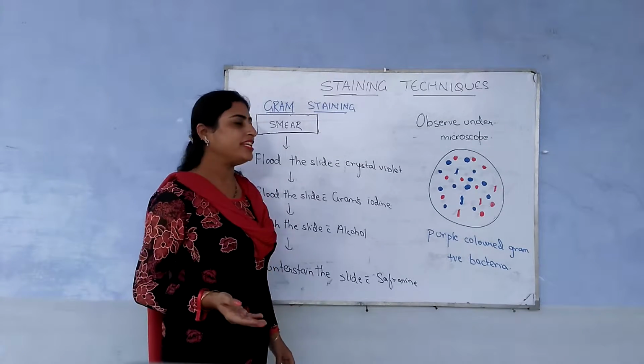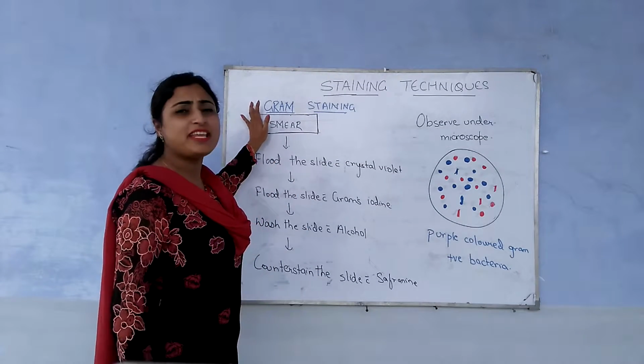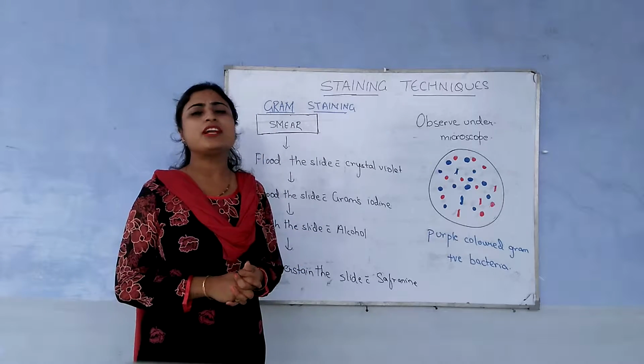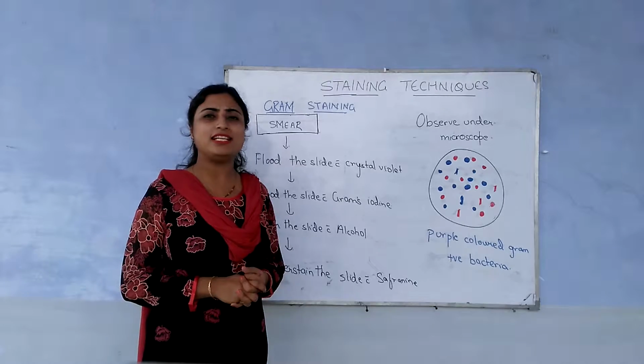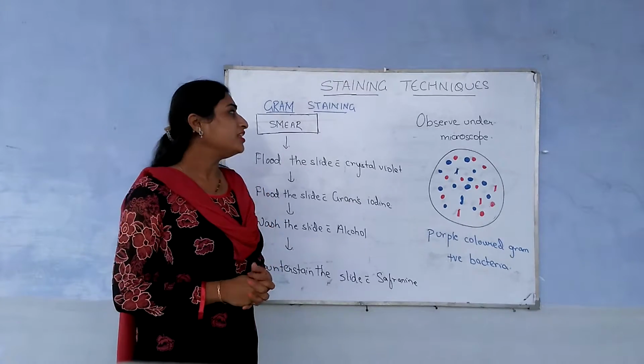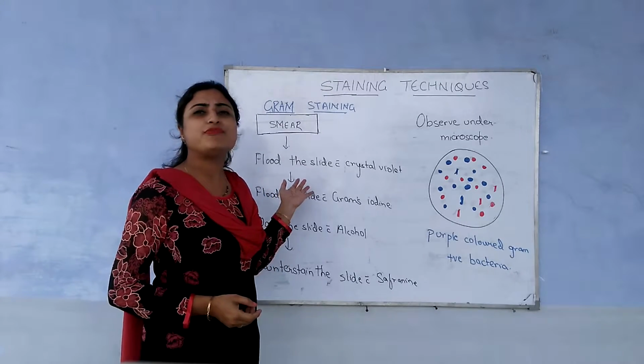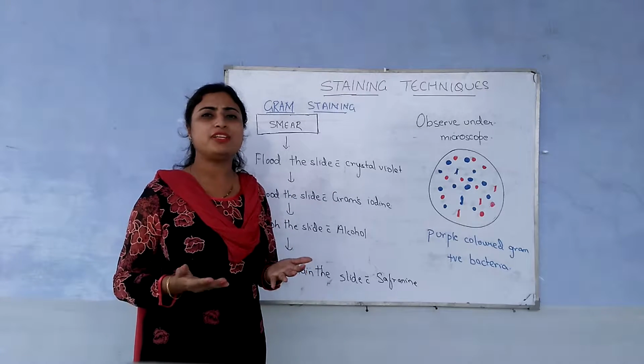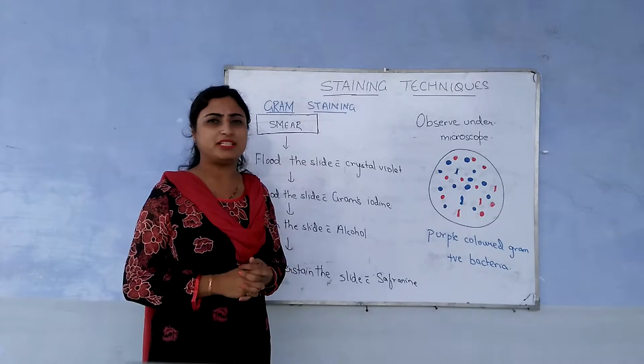Next is the gram staining technique. This technique is named after the scientist Christian Gram. Christian Gram was a scientist who discovered this technique in 1884. It is also known as the differential staining technique, because it is used to differentiate between gram positive and gram negative bacteria.